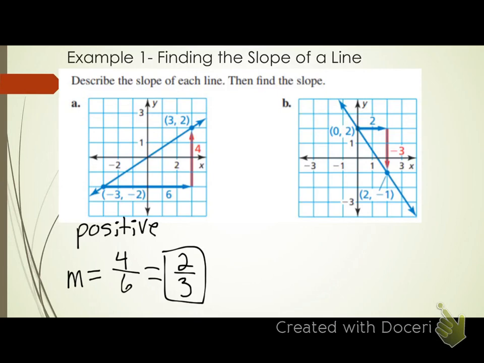Questions how I got that? That's all we do for this type of problem. Questions how we got that? No, sir. Okay, letter B. Our line is going downhill from left to right. It's falling from left to right. What would slope dude say on that line? Negative. Nice negative. So my description is that the slope is negative.